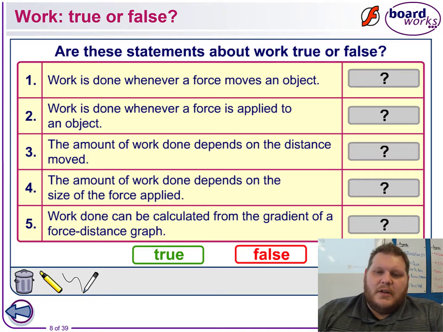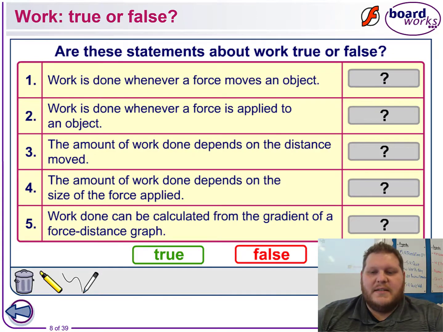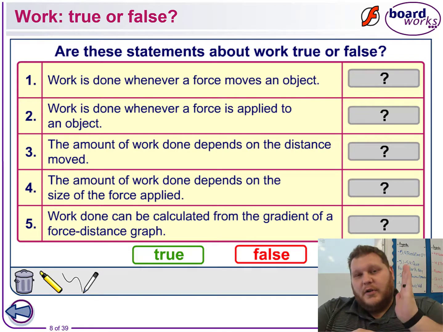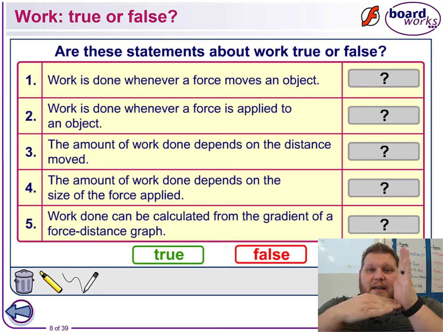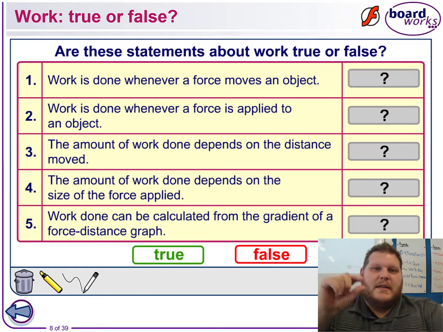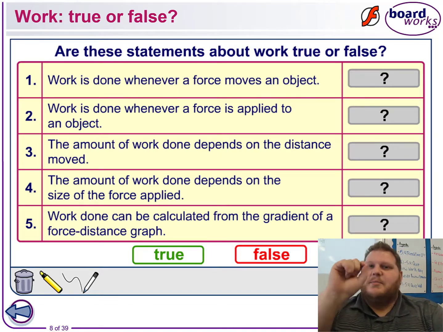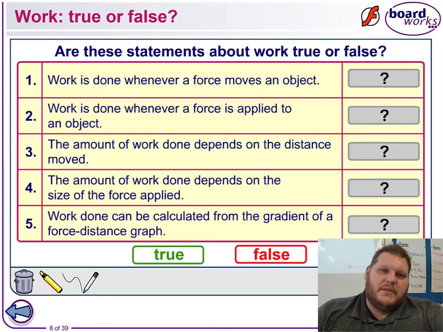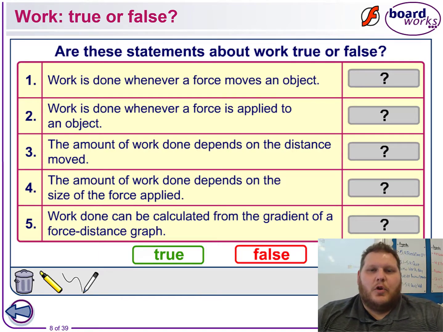And then the last one, a little tricky, and I'm not as concerned with number 5 as the other 4. Number 5: work done can be calculated from the gradient, meaning the slope, of a force-distance graph. That is true. If our vertical component was our force and our horizontal component was our distance, we could figure out what the slope is and then see, all right, here's the force that was applied at this particular point, and this was the distance that was traveled because of that. So you can work backwards to figure that out from your slope.